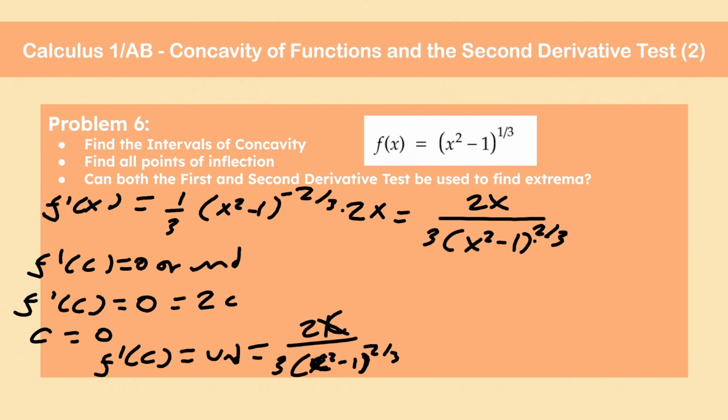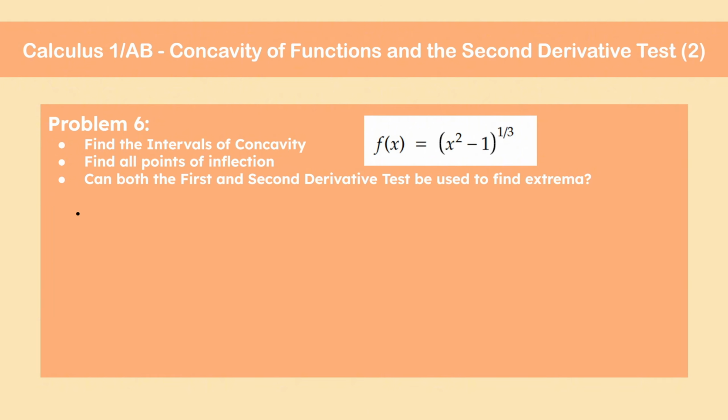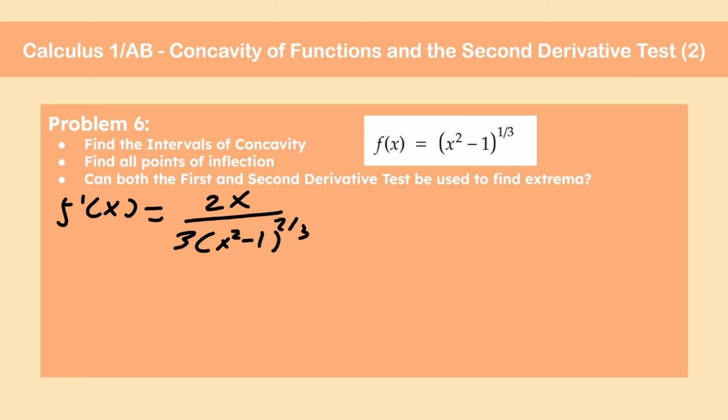So you can see that on the inside we have c squared minus 1. When we set this equal to 0, we can find the values of c such that it is equal to 0. So you see that c squared is equal to 1, and that c is equal to plus or minus 1. So I'm going to rewrite everything here. We have f prime of x is equal to 2x over 3 times x squared minus 1 to the power of 2 over 3, and that c is equal to negative 1, 0, and positive 1.